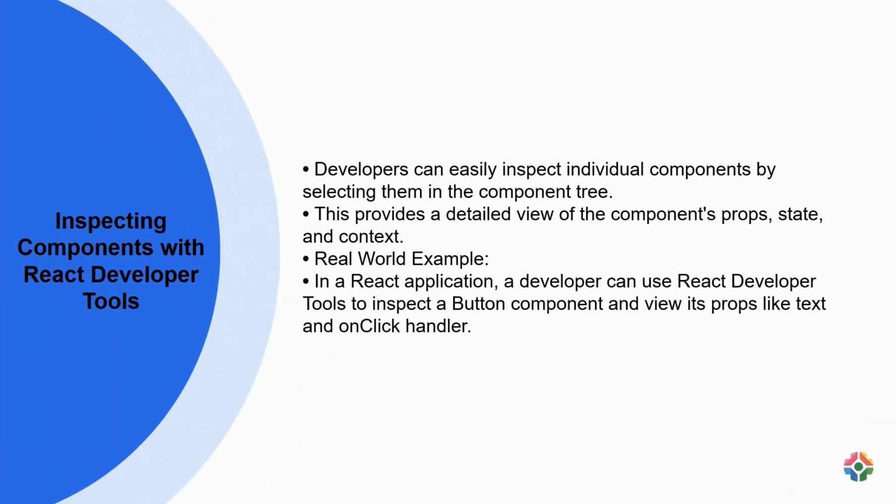During industrial training, developers utilize the component tree to inspect individual components. This tool offers a comprehensive overview of a component's props, state, and context. For example, in a React application, developers can leverage React Developer Tools to inspect a button component and examine properties such as text content and an on-click handler. This process allows for detailed analysis and debugging of specific elements within the application.